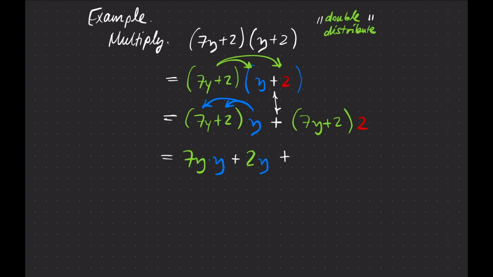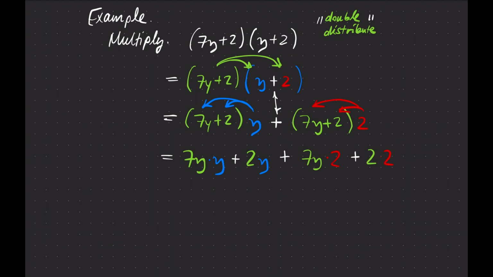Plus. And then we'll do the other distributive property with my red. Let's see. We'll have 7y, and then you can say times 2. Plus. And then there's a green 2, and then there's our red 2.